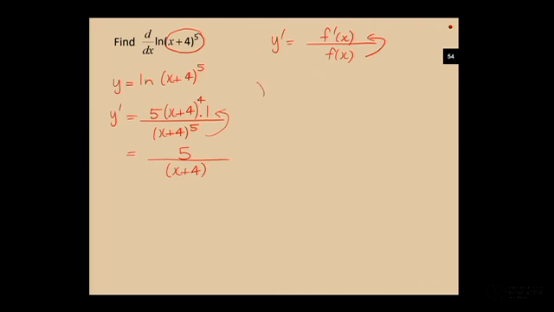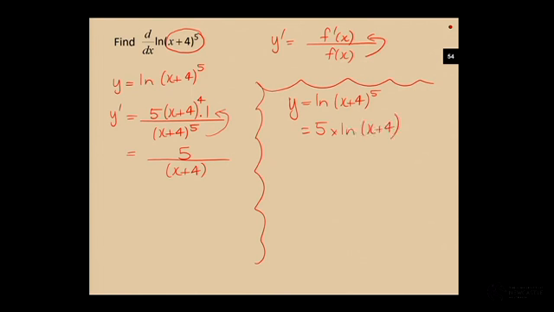Guess what? You could also have used your log laws, same as before. If you had started with the log of x plus 4 to the 5, log law says that's the same as 5 times the log of x plus 4. Its derivative is 5 times function on the bottom, derivative on top. Guess what? You get the exact same answer, perhaps with a little less work, might be as much work. I don't think it really matters in that one, on both of those.